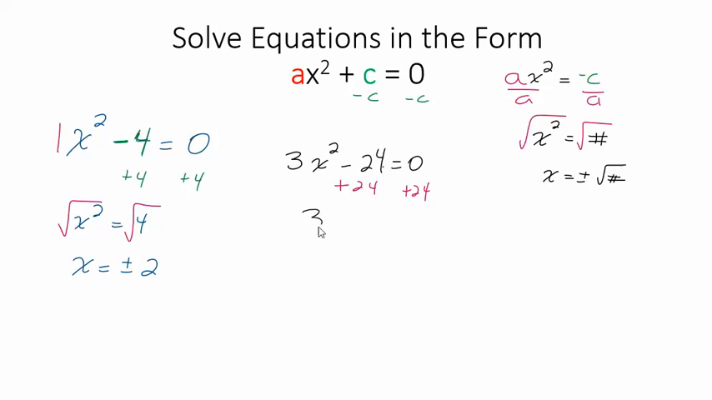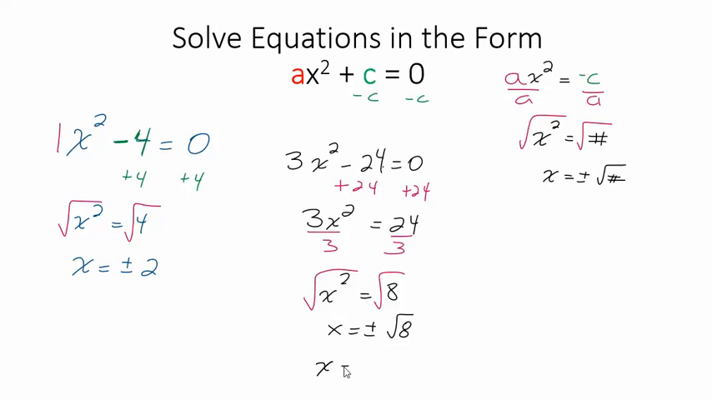Basically, what we're trying to do is isolate the x squared, get the x squared by itself. Divide by 3. So then we get x squared equals 8. Then take the square root of both sides. And so we have x equals plus or minus the square root of 8. And remember, we can simplify the square root of 8 because it is 4 times 2, and the square root of 4 can come out. The square root of 4 is 2, so I'm going to have that come out in front of the square root. And my final answer is positive or negative 2 times the square root of 2.